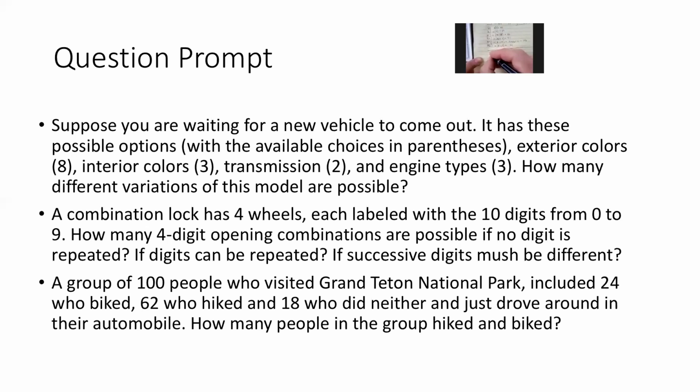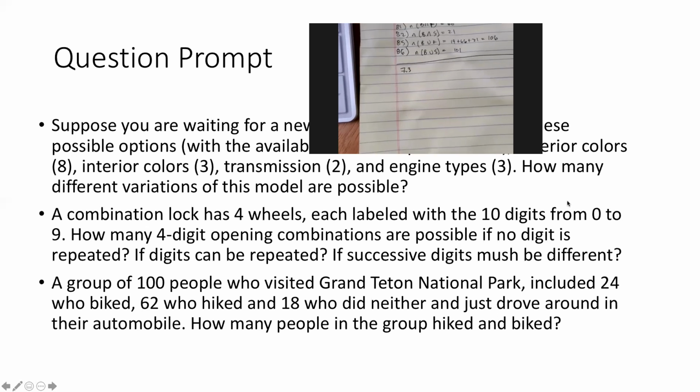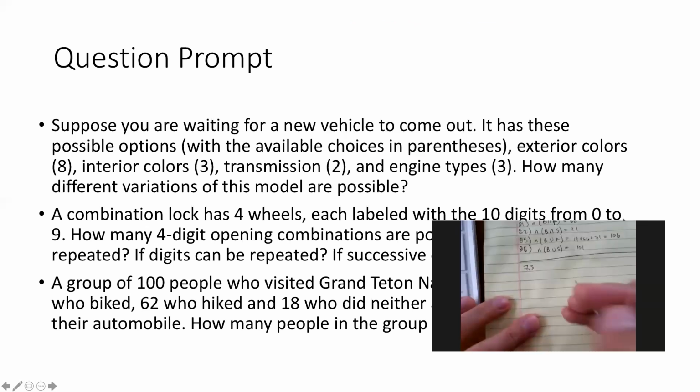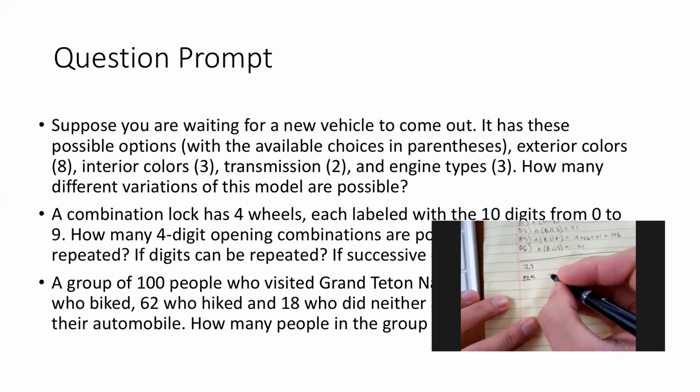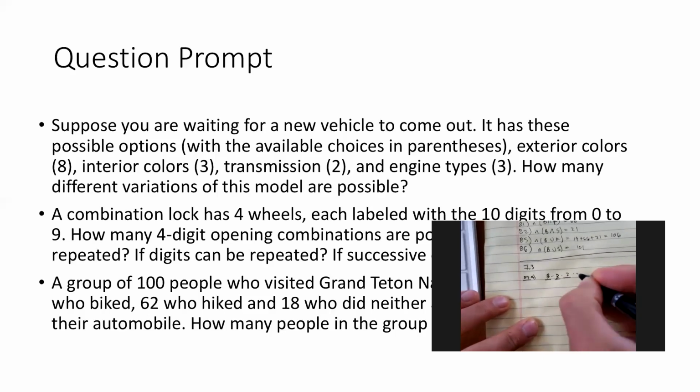So we have basically 7.3. And let's see if we can get that in focus. And I'll make this a little bit bigger. So for 7.3, the first one, I ask you for the different models. So we'll call this example A, if you will. So example A, basically we'd have 8 times 3 times 2 times 3. That'll give us basically the number of different possible variations of that.